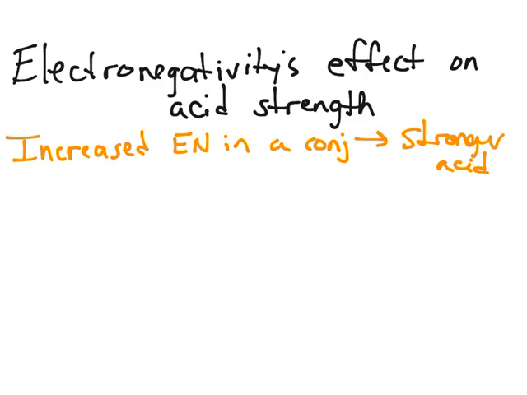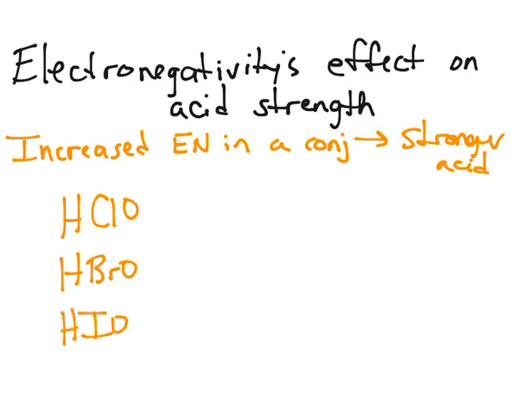If you had HClO versus HBrO versus HIO, they have the same number of oxygens. They obviously all have a hydrogen. So if we wanted to inquire as to the strength of these acids, we would need to think about the electronegativity of the different element, which in this case is chlorine, bromine, or iodine. Well, if we think about what the effects of these electronegativities are, out of these, chlorine is the most electronegative.